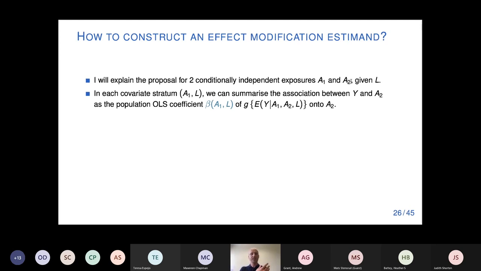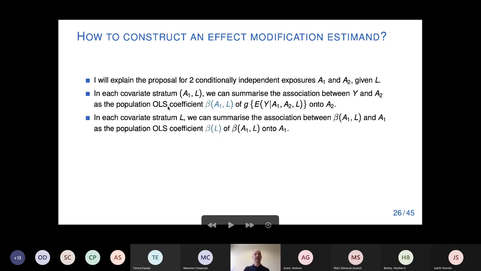So suppose I have two exposures that are conditionally independent, conditional on the other covariates in the data. Then here I'll explain how we try to come up with a measure of effect modification that we can then try to estimate. Here is how we can do that in each covariate stratum, defined by the first exposure and the covariates. We can basically summarize the association between the outcome and the second exposure in exactly the way I explained before. So we can do a population least squares regression of the expected outcome on the scale of the link function, where we regress it on the second exposure. If we had infinitely many data, then we could do that in each stratum separately. And then in each stratum A1, L, we would find a coefficient beta of A1 and L.